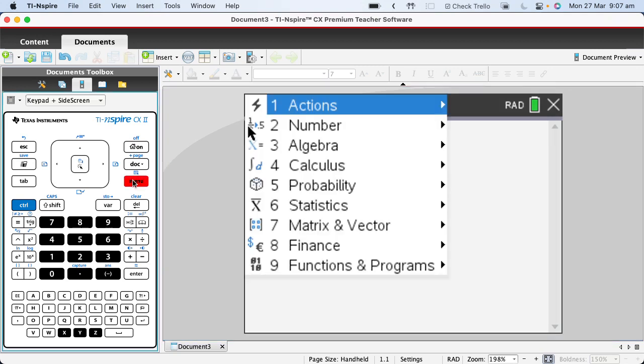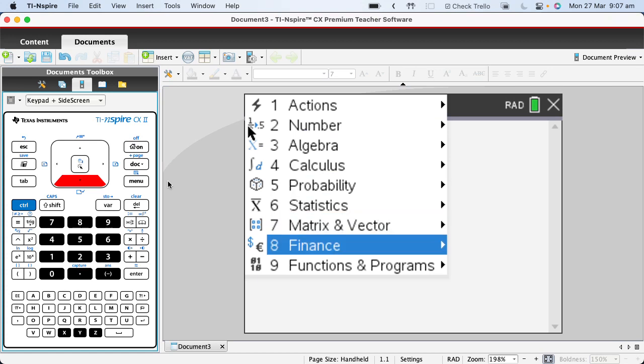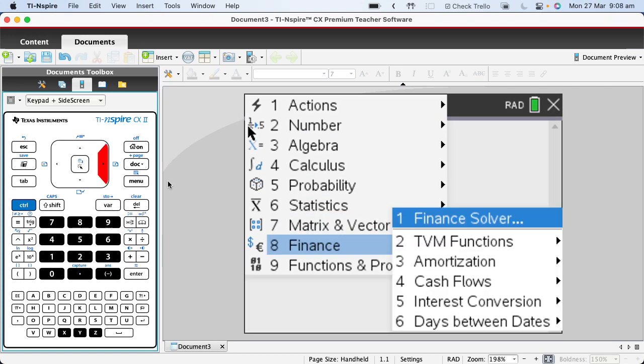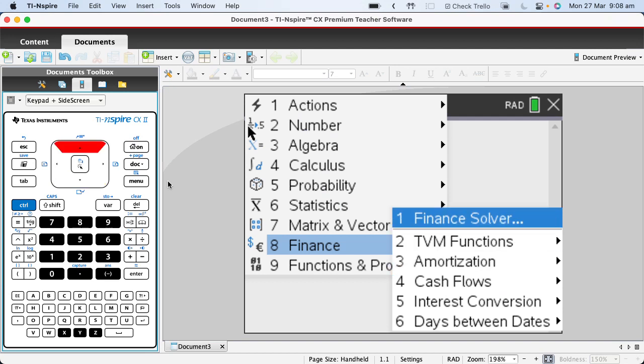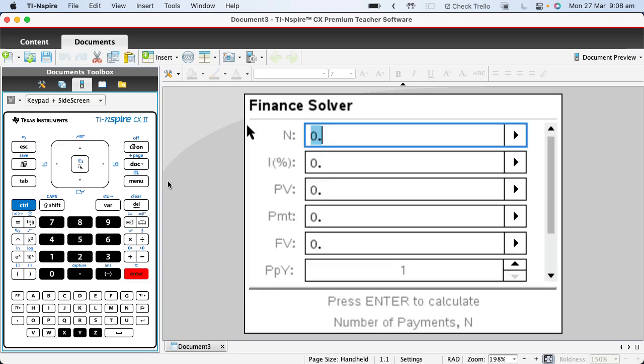So under the menu button from a calculator screen, you can see number 8 there is finance. And then if I press 8, I've got a whole bunch of problems, but the one I'm only interested in is the finance solver here. So I press finance solver, and I've got all of these values that I need to fill in. Now, the finance solver will let you find an unknown one of these values if you fill in the rest of the information. So I'm just going to solve the problem that was on the screen a second ago and go from there.